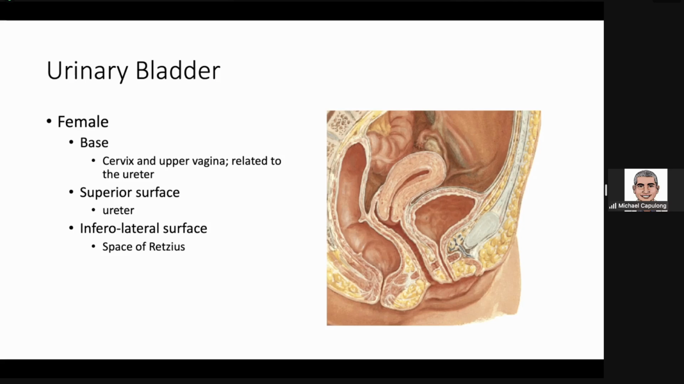In females, the base of the urinary bladder is closely associated with the cervix and the upper vagina. Likewise, it is also related to the ureter. The superior surface is closely associated with the majority of the uterus, and the inferolateral surface is again associated with the space of Retzius, pretty much the same as that of the male urinary bladder.